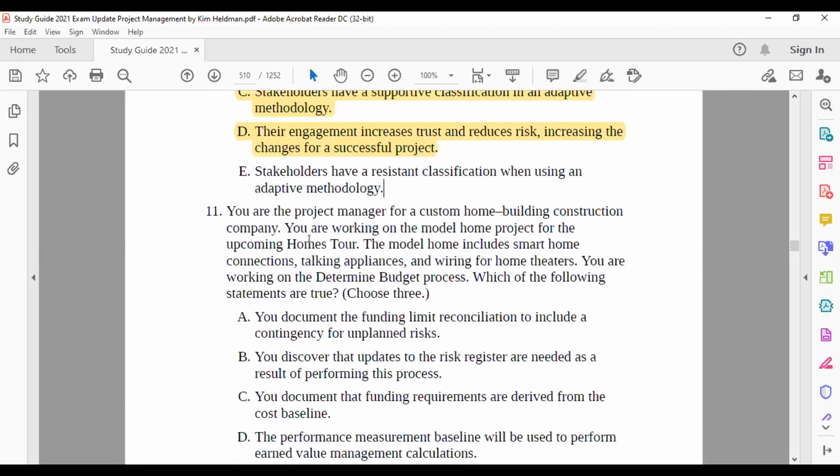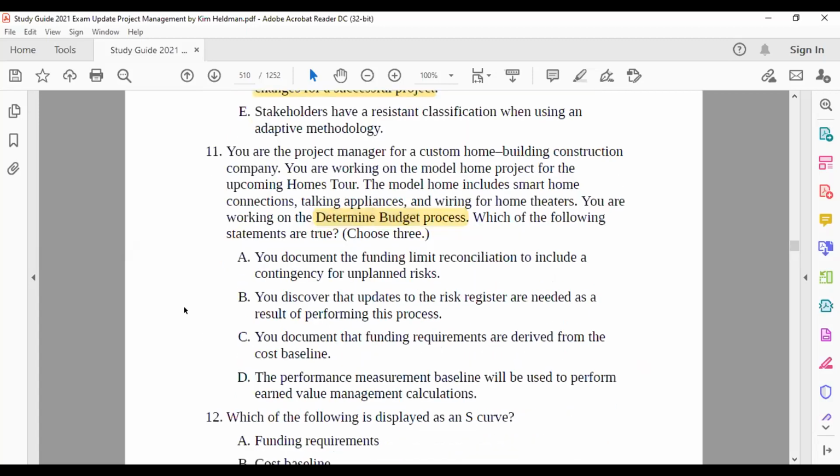Next question, 11. You are a PM. You are working on the determine budget process. Which is true? Choose 3. And I can see from here directly that one option is totally wrong. So instead of giving me the 3 answers, give me one wrong answer, please.